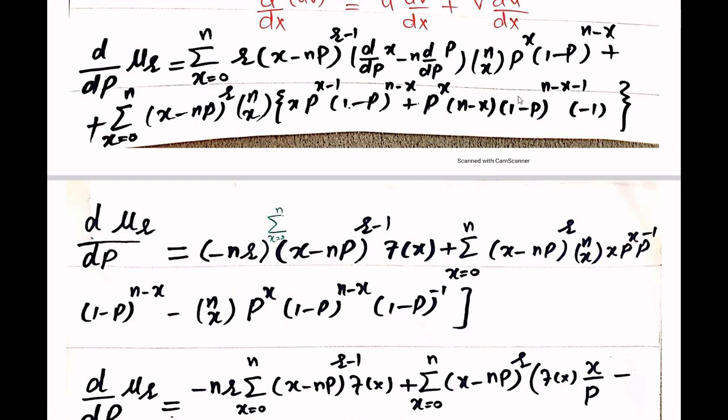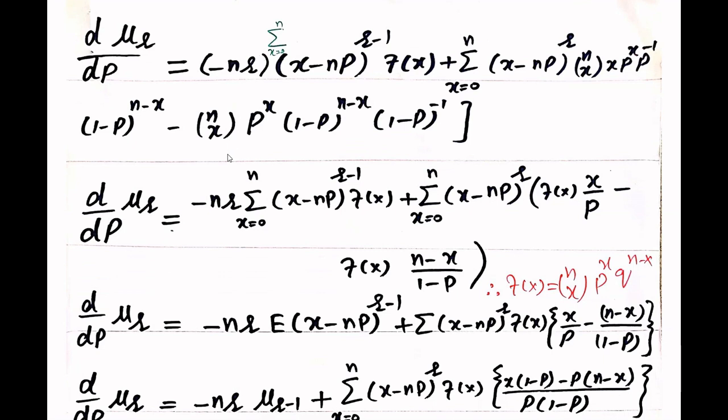We split this term (1 minus p) power n minus x, dot (1 minus p) power minus 1. When we add, as you know, when bases are same, powers are added. So I split this term and write it as (1 minus p) power n minus x, (1 minus p) power minus 1.